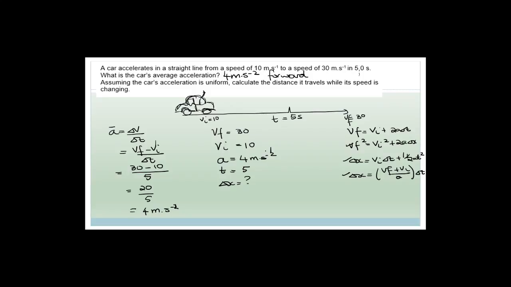Now, what did we work out? We worked out the acceleration. So do you agree that acceleration could be wrong? We could have made a mistake with that. So therefore, I'm going to try and use an equation that doesn't include acceleration. So I'm going to use that equation there. So I'm going to say delta x is equal to Vf plus Vi over 2 times delta t.